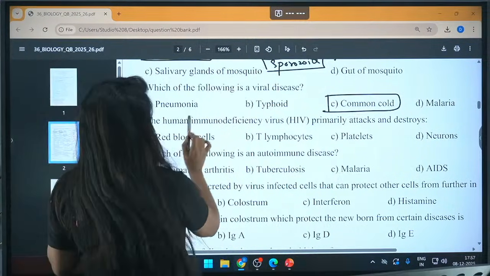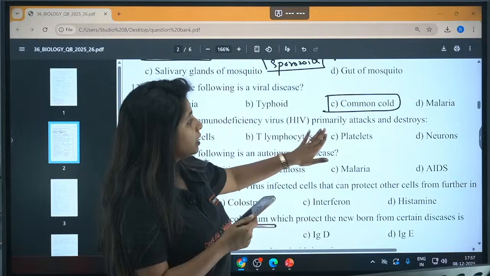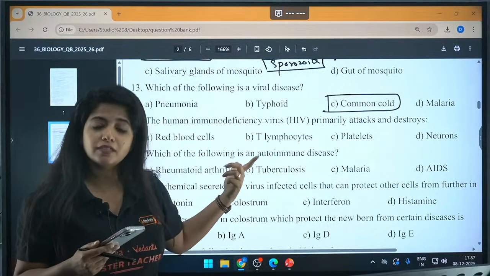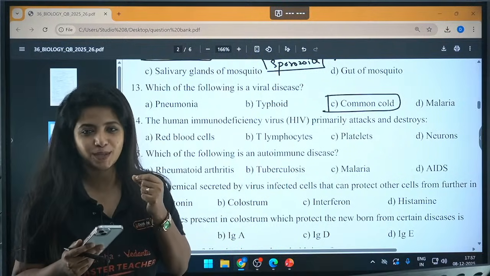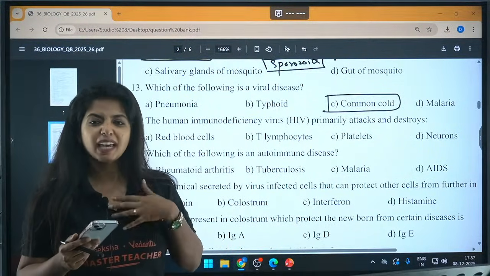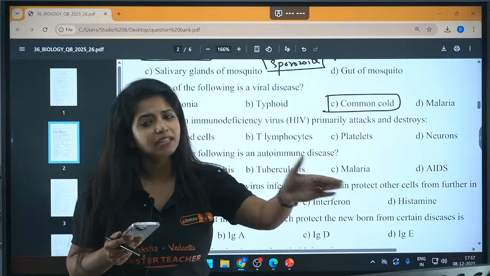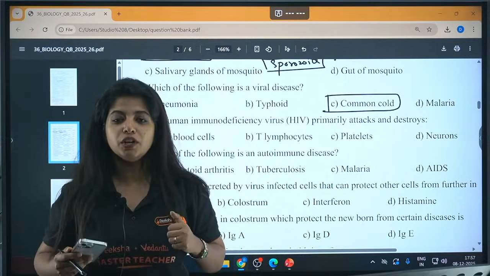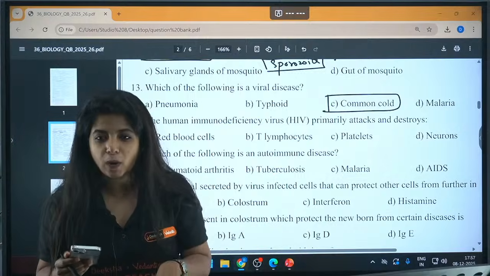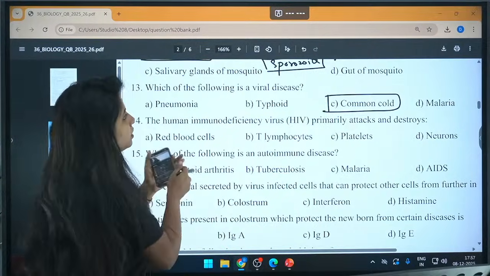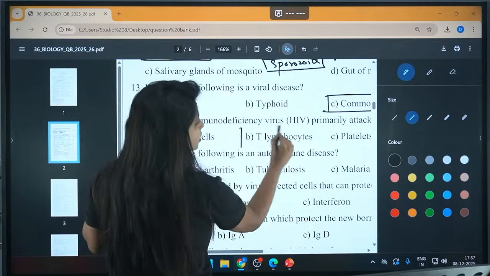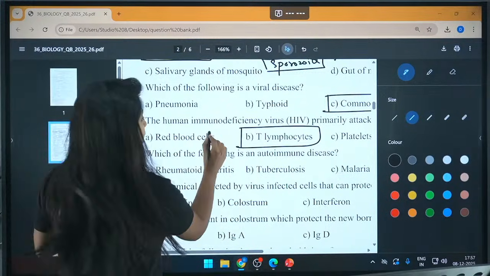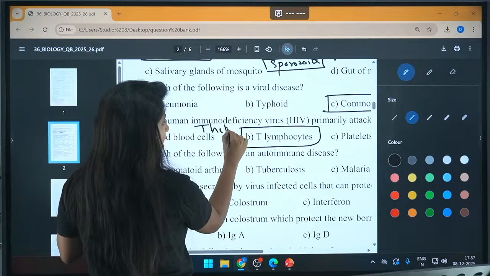Your answer for this question: the human immunodeficiency virus primarily attacks and destroys the T lymphocytes. Which T lymphocytes? Helper T lymphocytes. Helper T lymphocytes help in immunity. They go and tell the other cells to secrete this, to secrete that. Now suppose you destroy the mediator, do you think that our immunity will be on the same level? No, it will go down. And that's the aim of the HIV virus, to bring our immunity down, which is why your answer for this question is T lymphocytes, T helper lymphocytes to be specific.